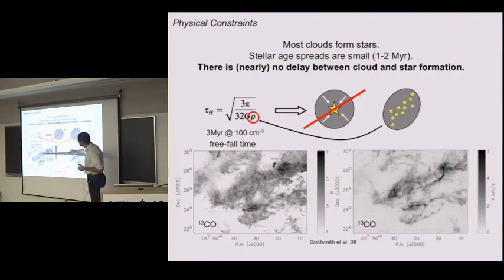If we look at 12CO and 13CO, the Goldsmith maps are porous, so diffuse gas, and the dense gas not only occupies a very small fraction of the area and volume, but it's also the smallest fraction of the mass, maybe 10%. So somehow nature does that.